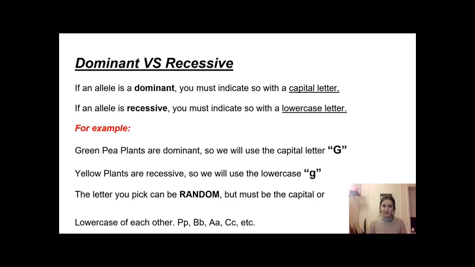And the letter you pick can be arbitrary, totally random, but it has to be one capital, one lowercase, just like I wrote over here: big P, little p, big B, little b, big A, little a. It can't be big D, little c. You can't combine letters like that, but you can choose any letter you want for eye color or something. Usually when you have brown eye color, you like to stick with the letter B, but you could do D and d if you'd like. Just might be a little confusing.